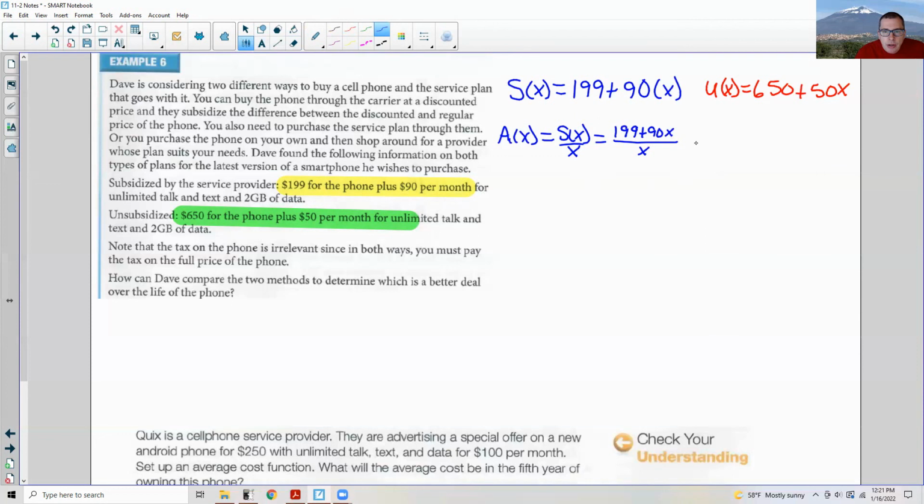Okay, and for U of X, let's call it B. The cost averaging of B of X is going to equal U of X divided by the number of months X. So that's going to equal $650 plus 50X divided by X. Okay, so then we need to graph this, or we could set them equal and see where they meet, but graphing it shows you a better picture. So let's graph.